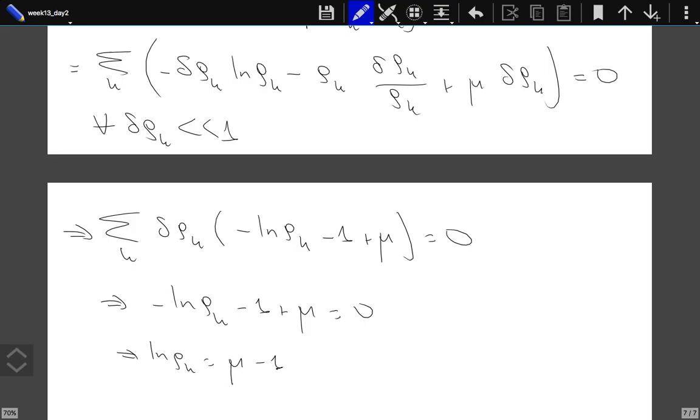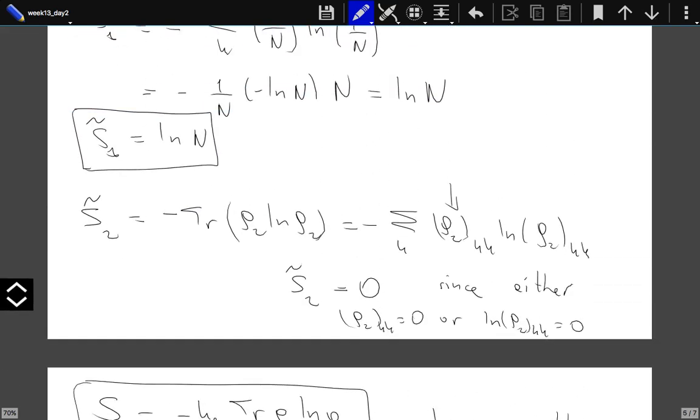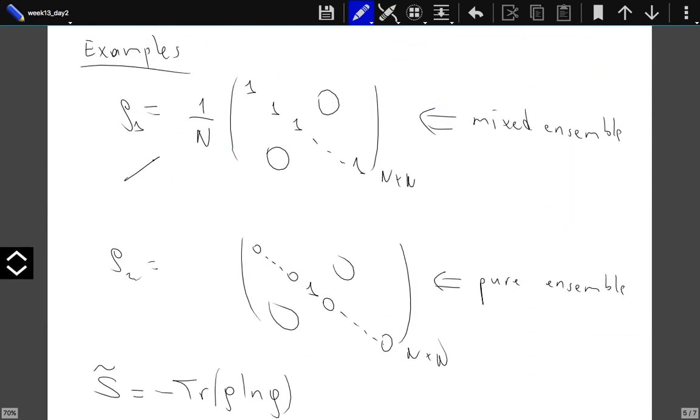Well, the interesting thing is that it's constant, which tells me that rho k is a constant, and from the normalization condition we know that that constant has to be 1 over n. So that is our microcanonical ensemble.